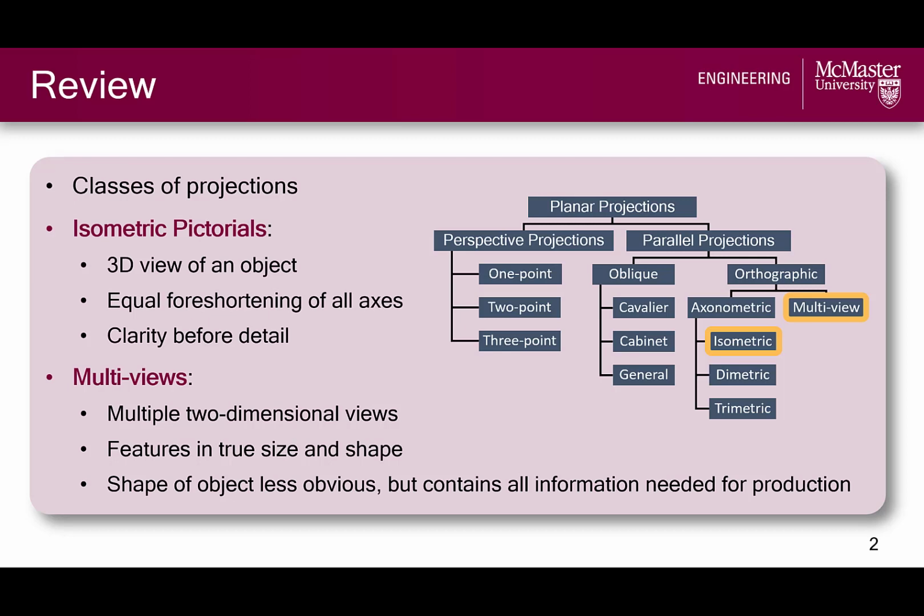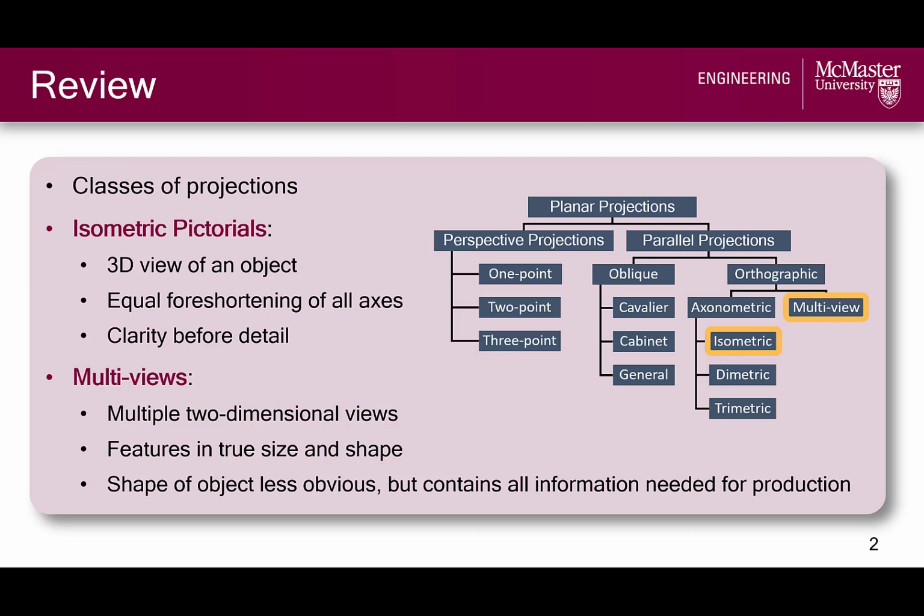We've established that isometric pictorials give a nice 3D view of an object for quick visualization, but they are subject to distortion like foreshortening, and they are not the best for conveying part details such as dimensions. For this reason, we are interested in multiview projections. Multiple two-dimensional multiviews can give us a clear and complete visualization of part features in their true size and shape.